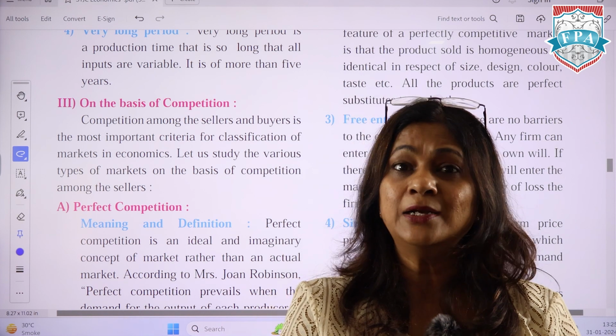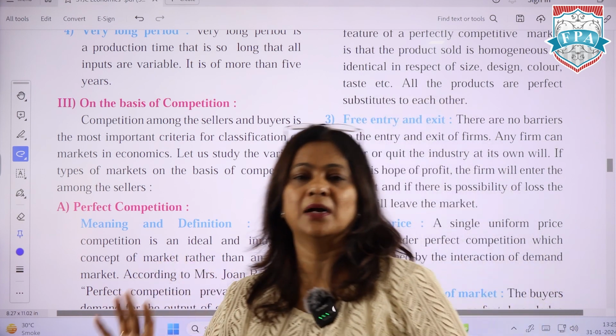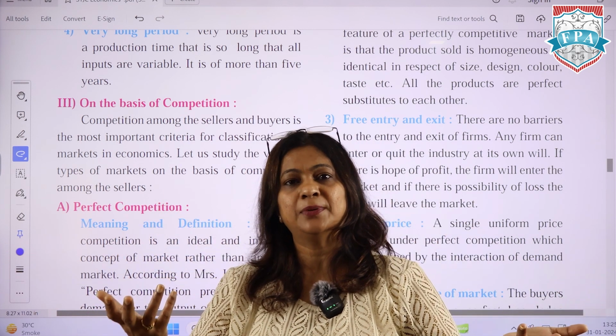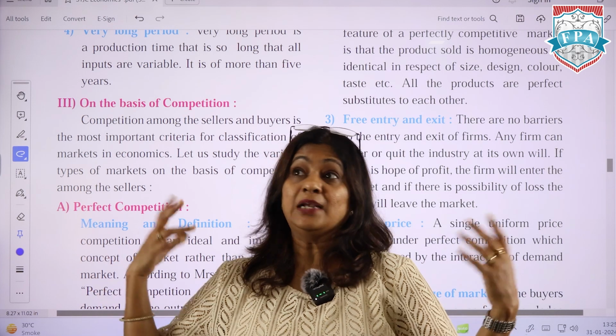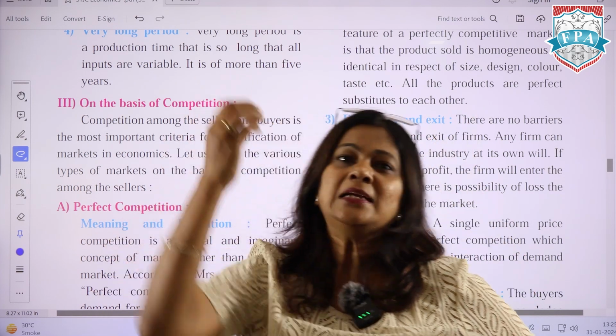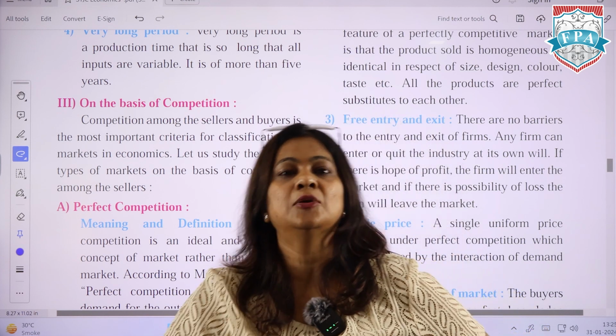So there should be no barrier to enter or exit that market. There will be a large number of buyers and sellers for that product. Yes. And of course, there should not be anything which can create an edge for any single person.